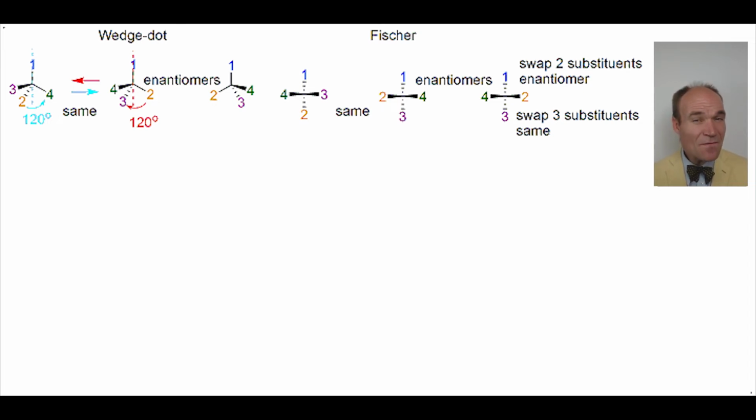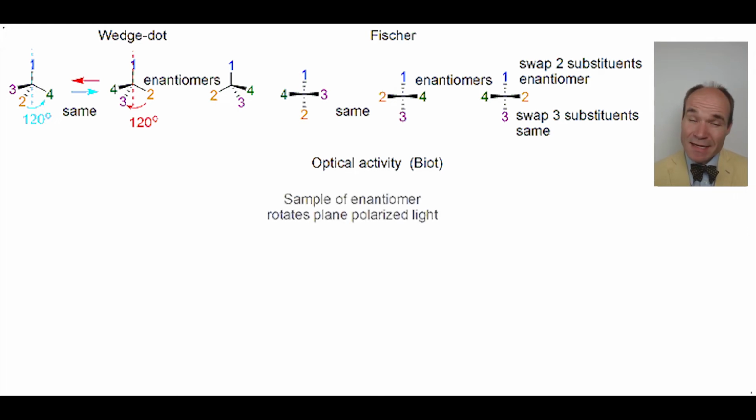Enantiomers have the same physical properties, except with respect to optical activity. And that was discovered by Biot. So, what does optical activity mean? Enantiomers can rotate plain polarized light.